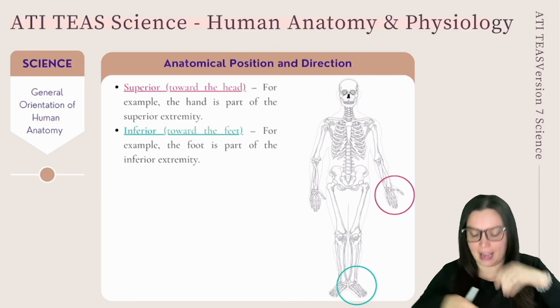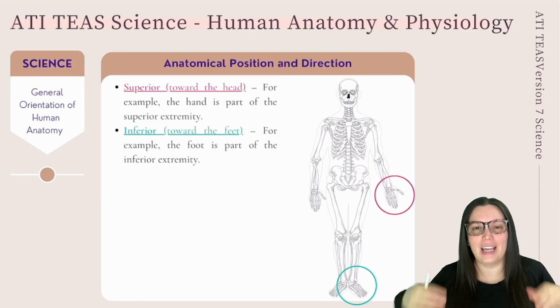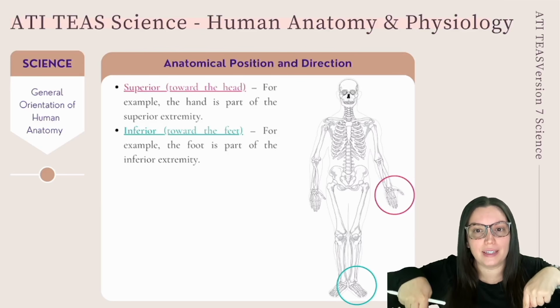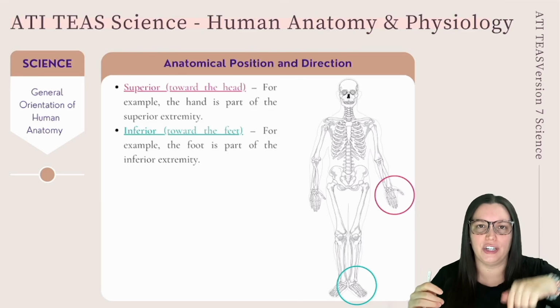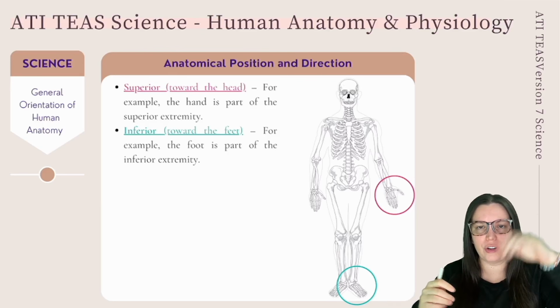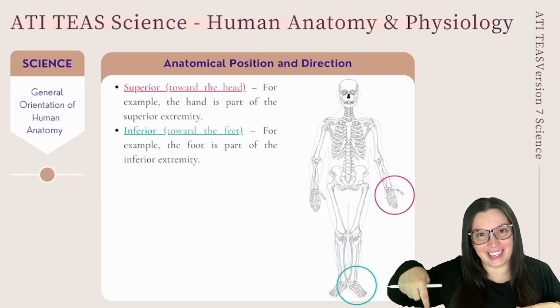This extremity is higher than my legs, right? Inferior is towards the feet. So for example, the foot is part of the inferior extremity. Superior extremity, inferior extremity are your legs.